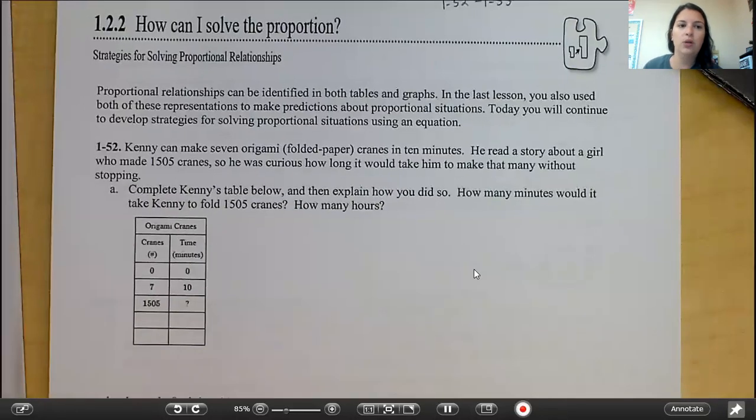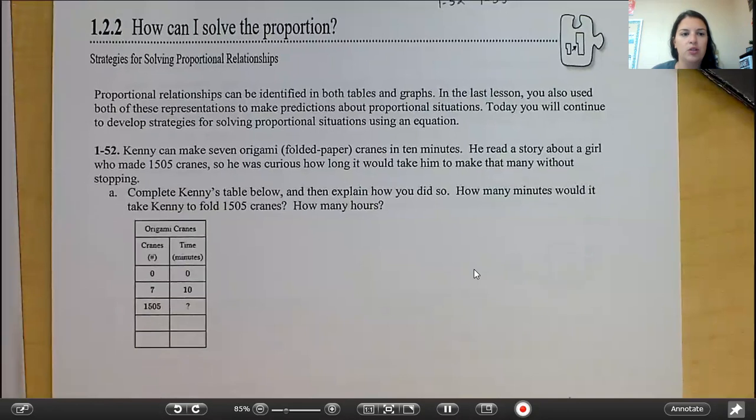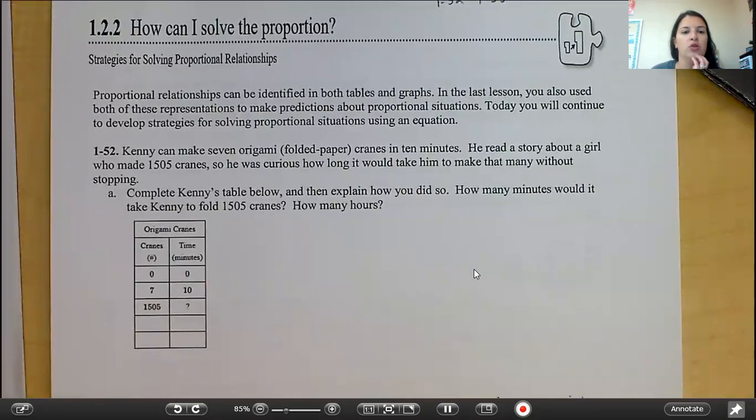Hi everyone, I'm here with your 1.2.2 lesson, How Can I Solve the Proportion? Strategies for Solving Proportional Relationships. Proportional relationships can be identified in both tables and graphs. In the last lesson, you also used both of these representations to make predictions about proportional situations. Today, you will continue to develop strategies for solving proportional situations using an equation.